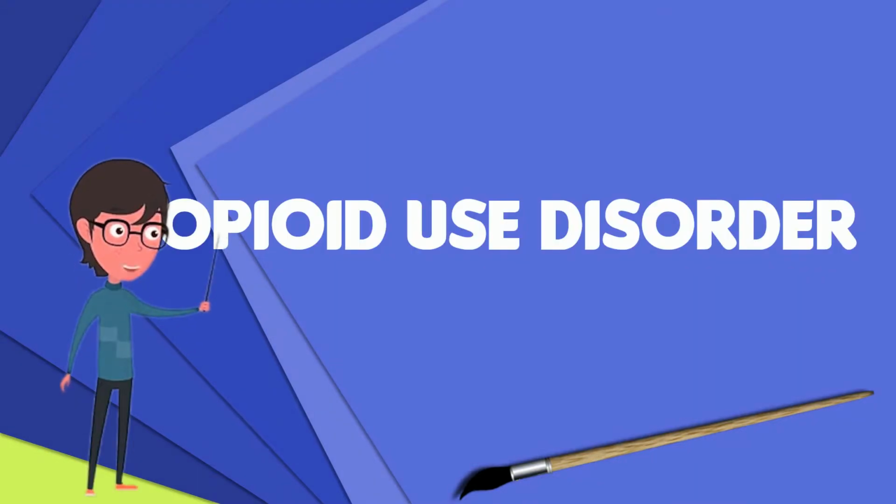Opioid use disorder is a problematic pattern of opioid use that causes significant impairment or distress. Symptoms of the disorder include a strong desire to use opioids, increased tolerance to opioids, failure to fulfill obligations, trouble reducing use, and withdrawal syndrome with discontinuation.